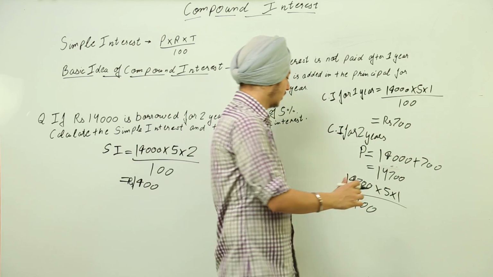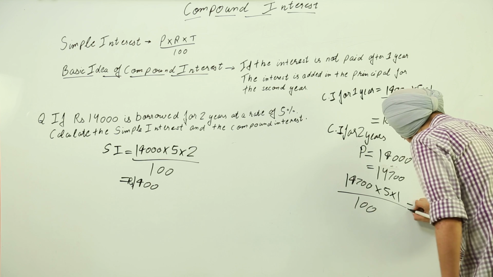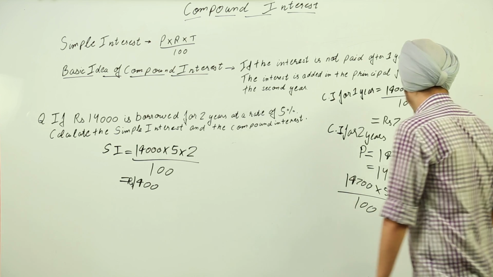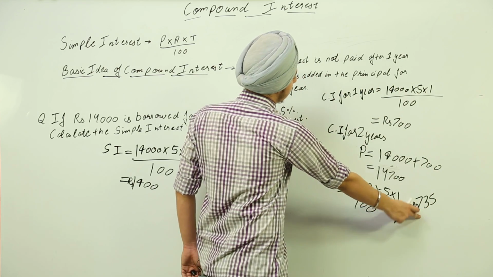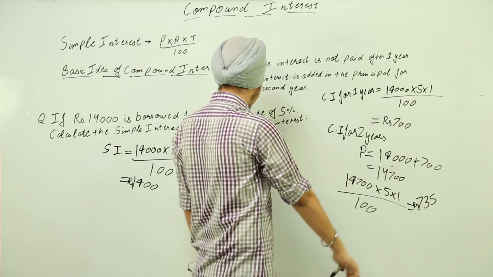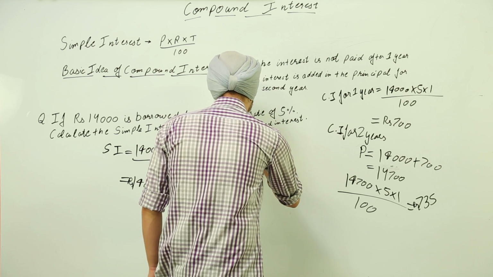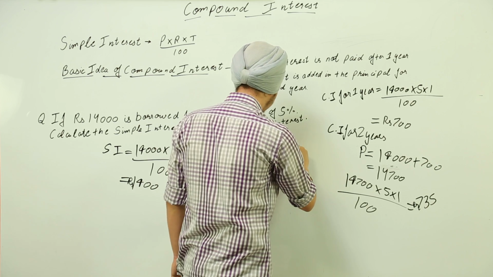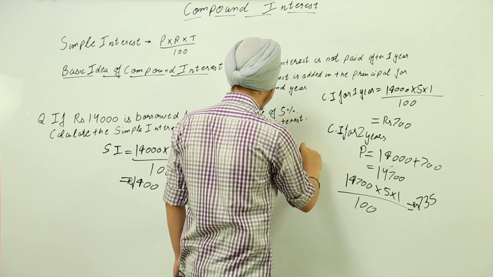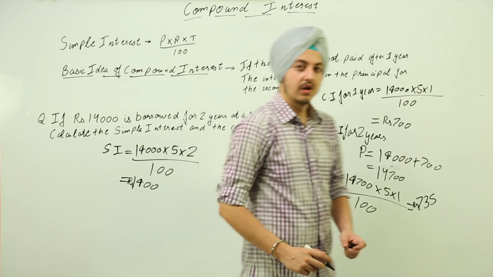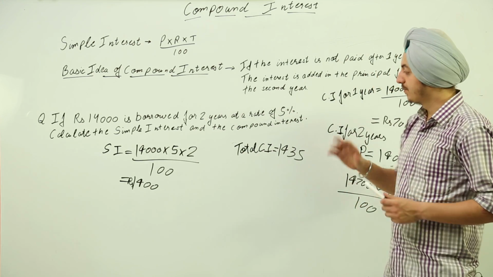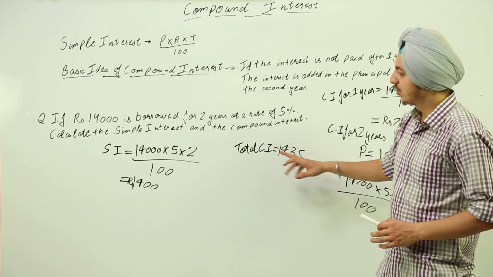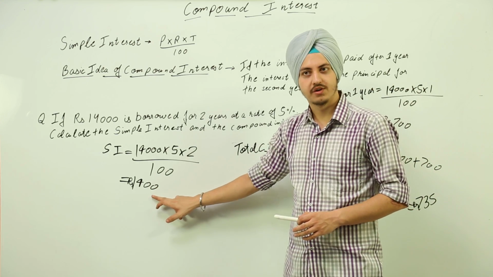This comes out to be equal to 735 rupees. So this is the amount after the second year, and that was the amount after the first year. So the total compound interest is equal to 1,435 rupees. Total simple interest is equal to 1,400 rupees.